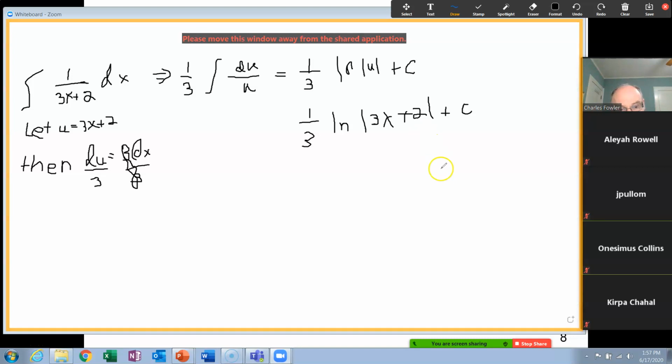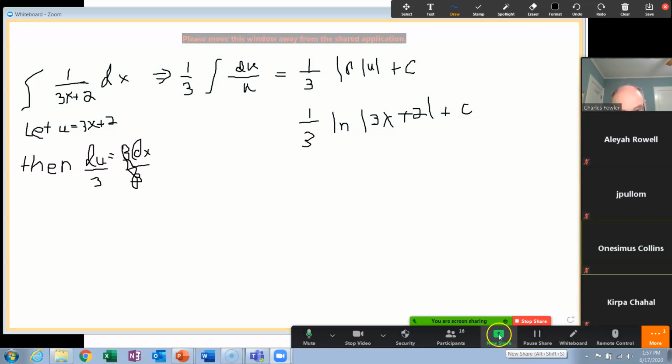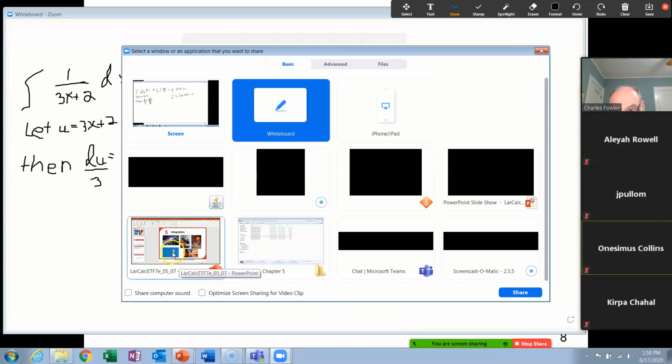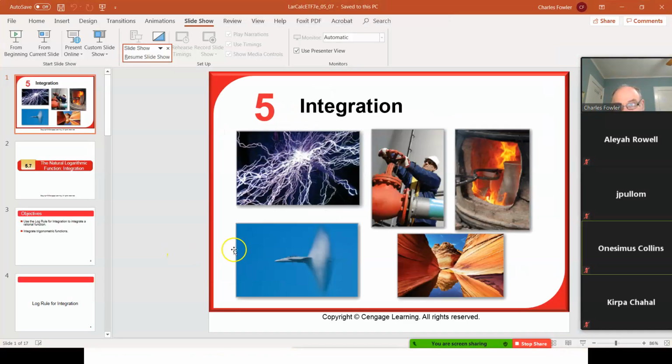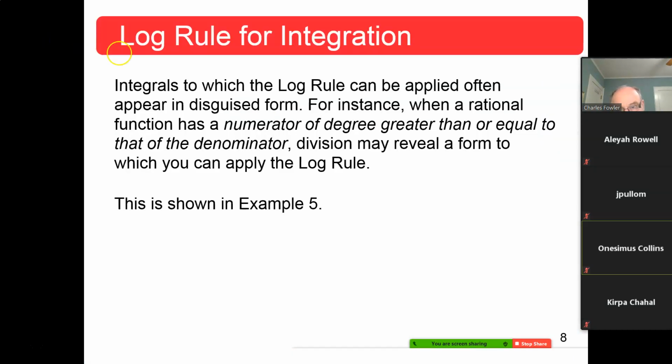Now I think we're ready to go back to the slide set, though I have a feeling we'll be right back here at our whiteboard soon. But let's go back to current slide. For some reason, the slide always goes back. Now, this is what I should have waited to read until after we did example 4. Integrals to which the log rule can be applied often appear in disguised form. Silly way to phrase it, but it's okay. For instance, when a rational function has a numerator of degree greater than or equal to that of the denominator, division may reveal a form to which you can apply the log rule that it didn't look like you could before. And that's what example 5 is showing.